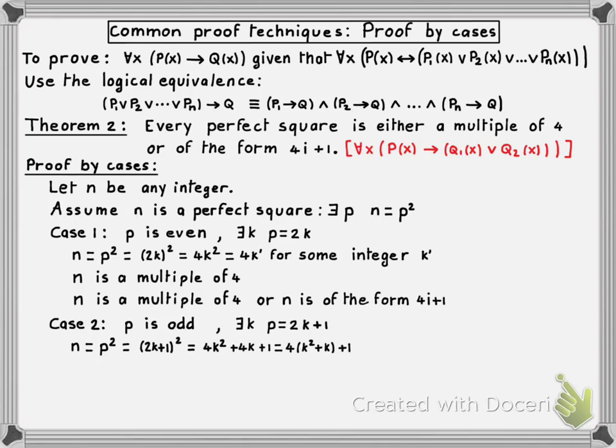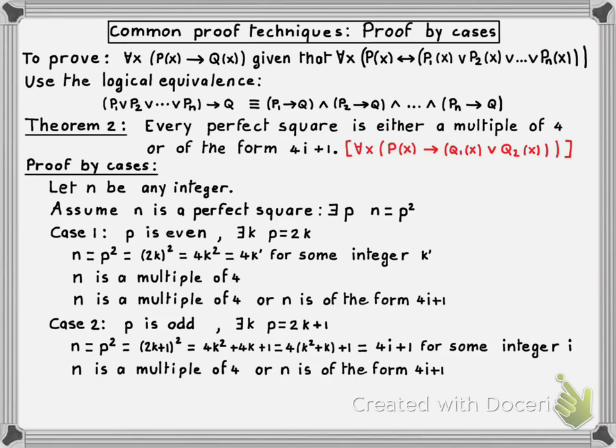which is the same as 4 times (k squared plus k) plus 1. And here, notice, because k squared plus k must be an integer, since k is an integer, the form of n is exactly what we want, namely 4 times an integer i plus 1, where i is some integer. So in conclusion, if p is odd, we just proved that n must be of the form 4i plus 1.